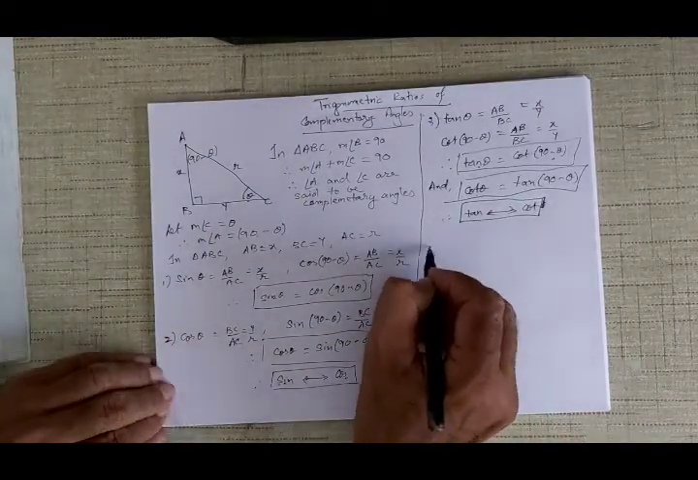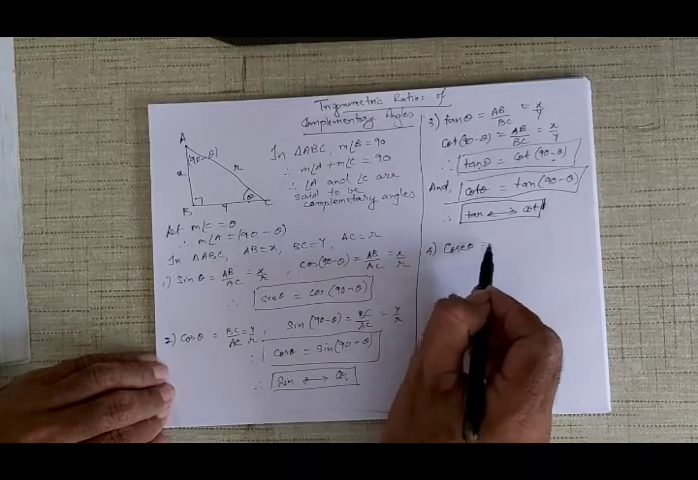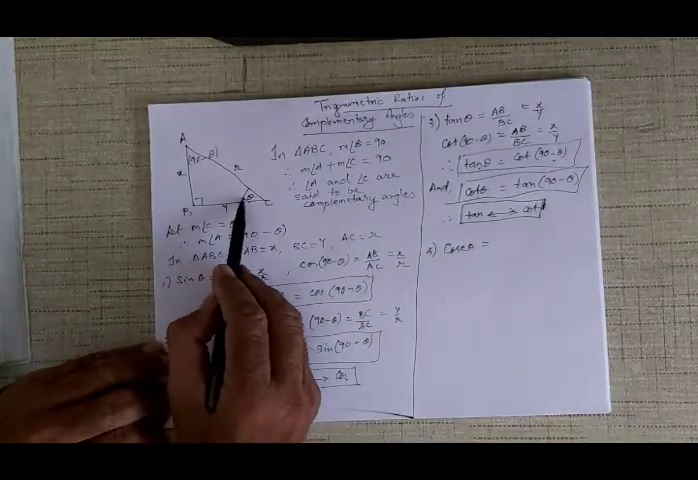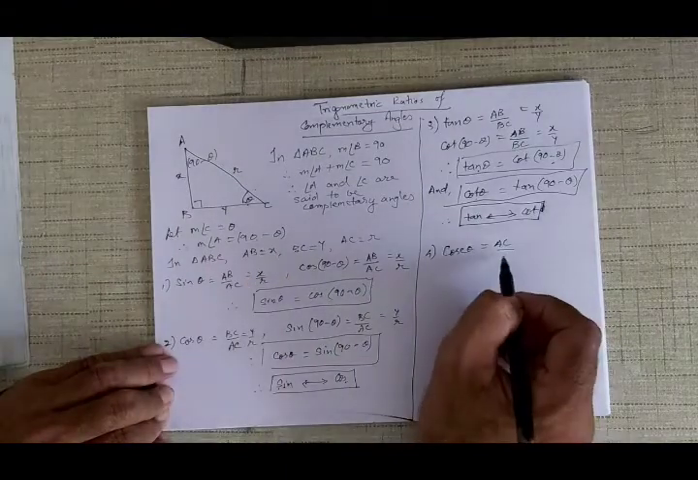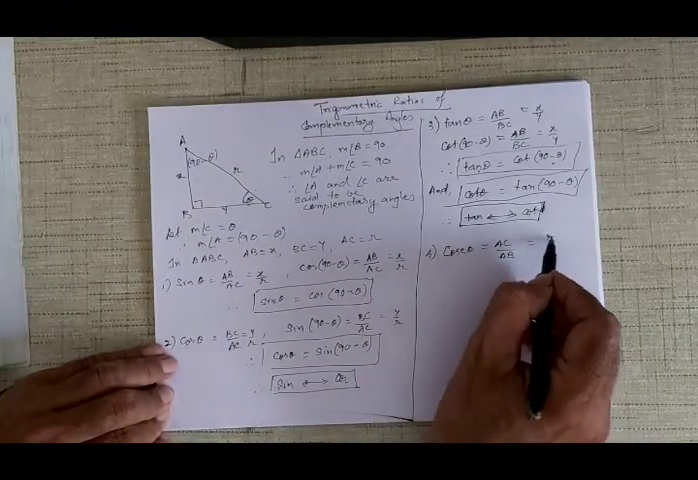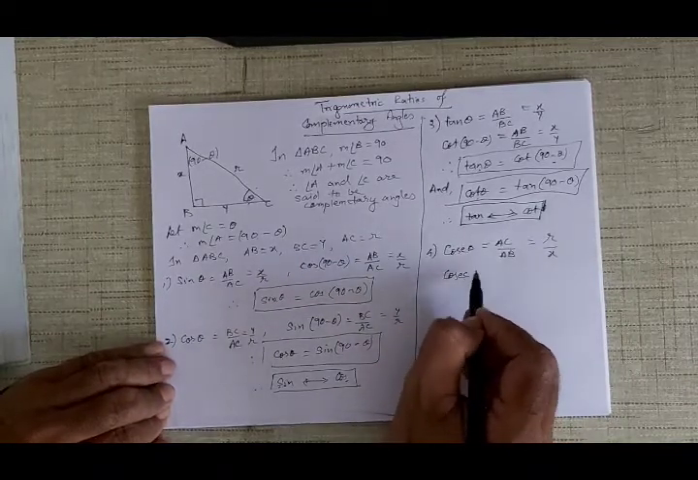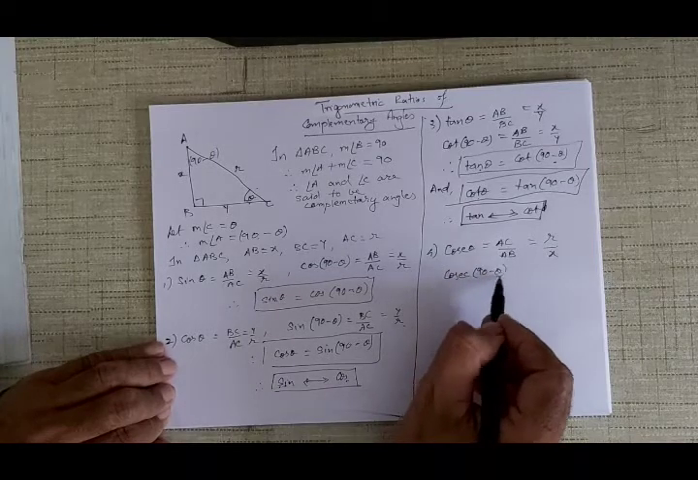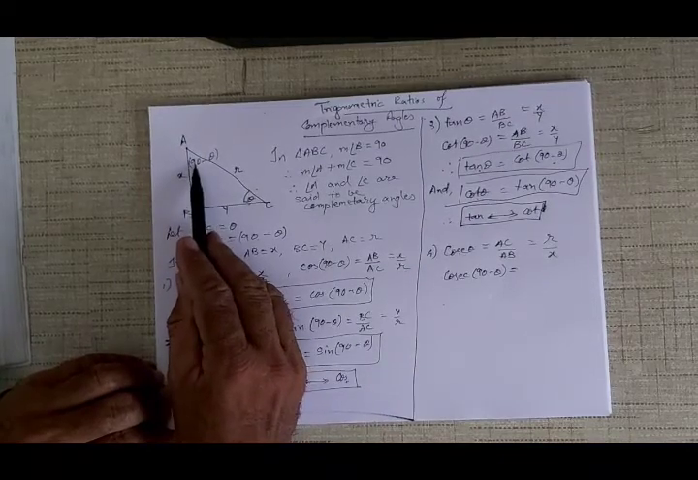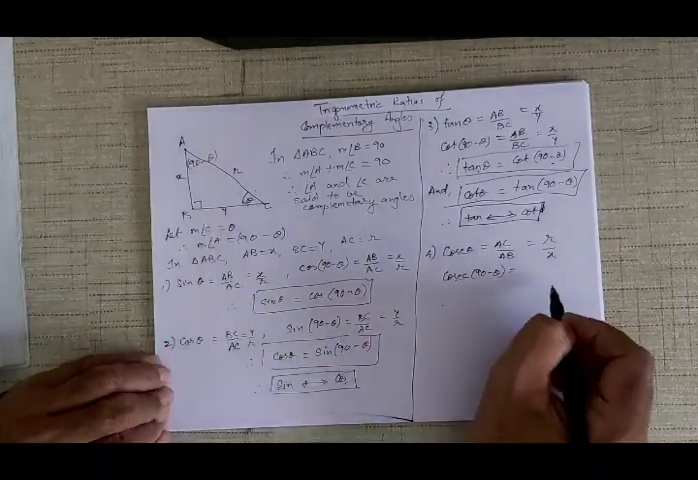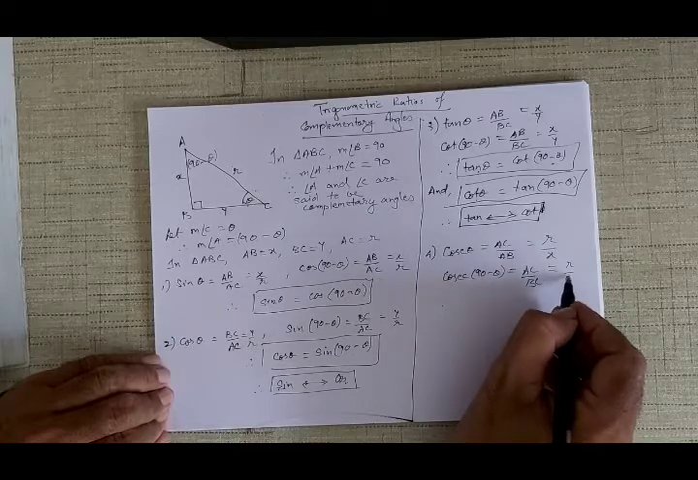Now let us take another one. Let us take cosec theta. Cosec theta is the reciprocal of sin theta. That means hypotenuse AC upon the opposite side, which is equal to R upon X. Now cosec(90 minus theta) is hypotenuse upon opposite, AC upon BC, and that is also equal to R upon X.